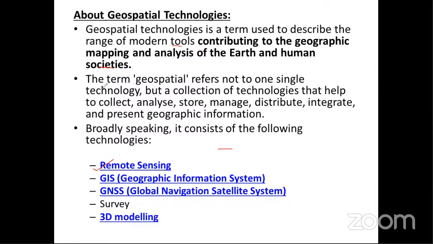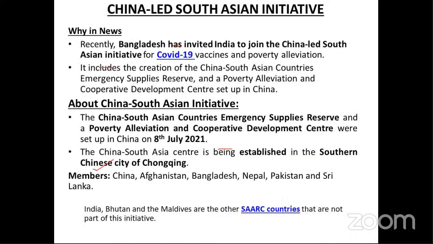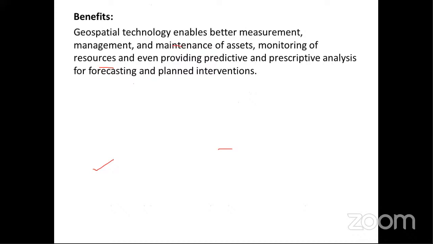And the main purpose here is to map our Earth systems and human society, so that we can do better management. So geospatial technology enables better measurement, management and maintenance of assets, monitoring of resources, and even providing predictive and prescriptive analysis for forecasting and planning interventions. This is the purpose of geospatial technology.